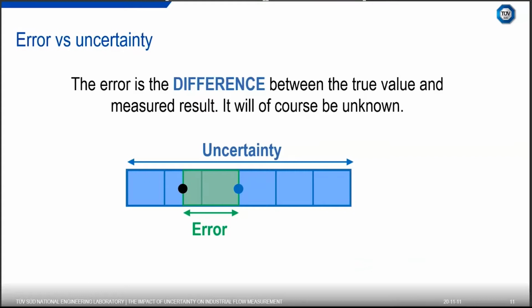Error, that's a term you hear often. So what is error? It's defined as the difference between the true value and the measured result. It will of course be unknown, and this is because we do not know the true value. You do hear error values stated. This is commonly when you use some sort of highly accurate or very low uncertainty reference instrument to compare the results with an instrument under test. So you will compare the value from the instrument under test to a highly accurate reference, and you may quote an error, but it will be in comparison to a reference, which again, that true value is not known, but we know it's close to the true value.